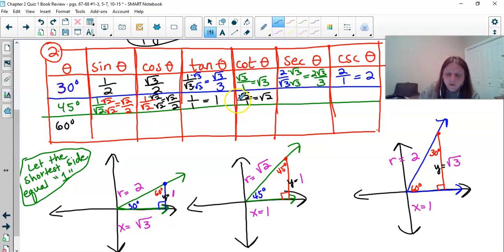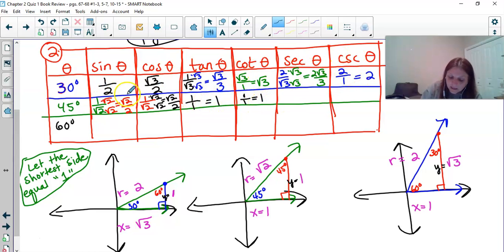Actually, I put that in the wrong spot. See what I mean? You've got to be careful. So I just did that. I put that in the wrong spot. The tangent and cotangent are reciprocals. So if this is 1 over 1, this is also 1 over 1. So sorry about that. I put that in the wrong spot.